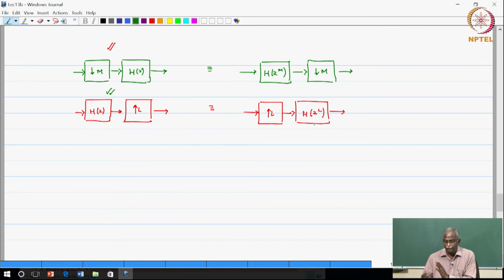Unfortunately, this is not an interpolation filter, this is h of z power L, which is not a low pass filter. So maybe we can make a mention of it: h of z power M or h of z power L cannot be low pass filters, so you cannot interpret either of them as an anti-aliasing filter or as an interpolation filter. Nevertheless, if whatever processing comes after upsampling can be clubbed in the form of h of z power L, you have a very efficient implementation in this form.